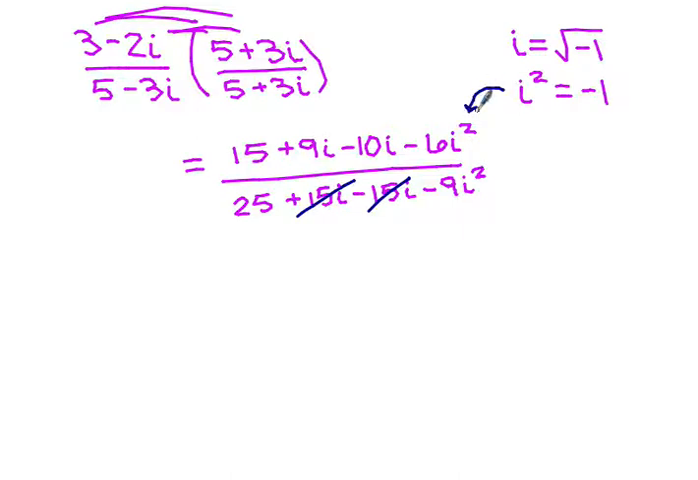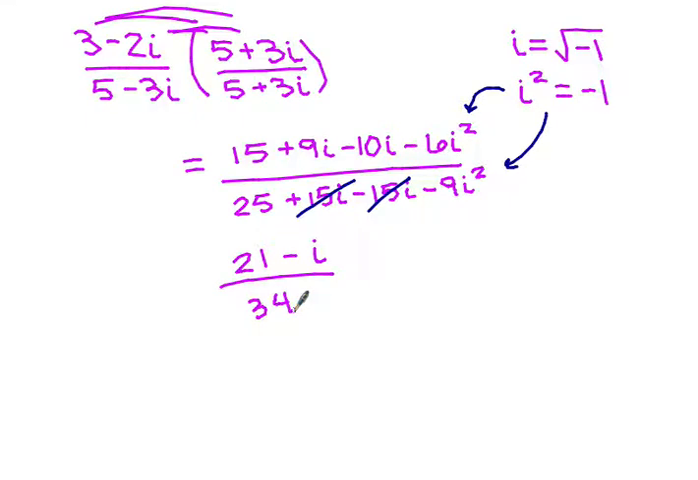And so up top, let's substitute this in. Okay, so this is just +6, so 15 plus 6 is going to be 21. Collect our like terms, so 9i minus 10i is going to be minus 1i. Over 25, again, we're going to substitute our i squared in here. So we're going to end up with just 25 plus 9, which is 34.